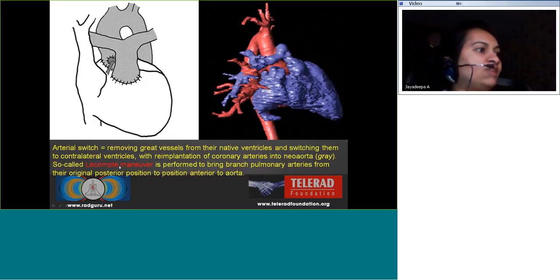This procedure also goes under the name of Lecompte maneuver, which is performed to bring the branch pulmonary arteries from their original posterior position to anteriorly. So here we see that the pulmonary arteries are implanted anterior to the aorta.